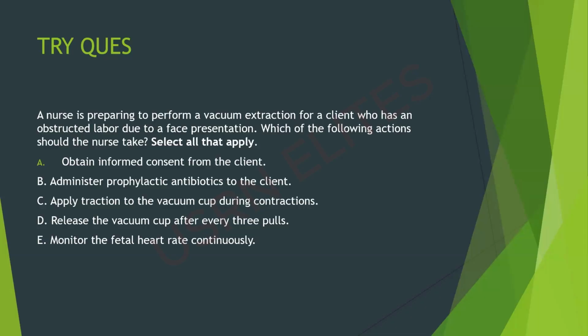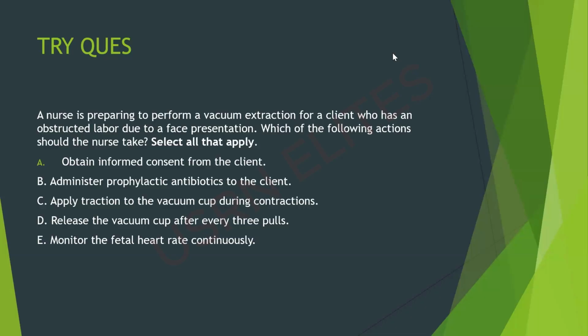So that is what mostly they do. You understand? So with vacuum extraction, know when the vacuum is released, and know when we apply traction. Are you okay? So if there's no contraction, if there's no pushing, we don't do traction. Unless there's pushing, there's contraction, that's when you apply. Thank you so much for your time.